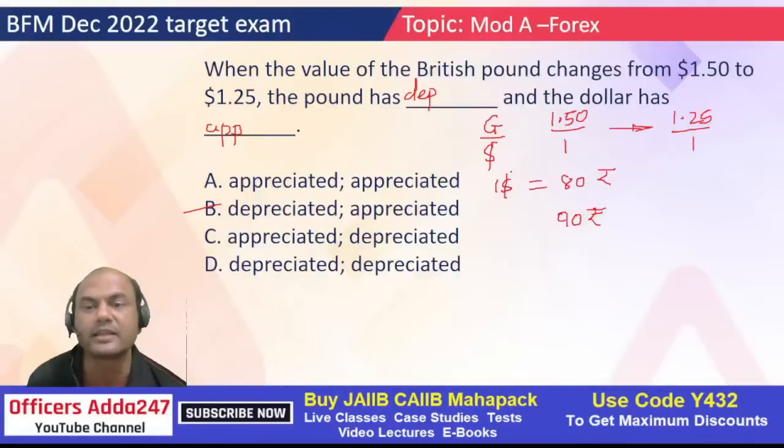Right? It's like this sabji. I'll say 1 kg of potatoes earlier cost 80 rupees. Now 1 kg of potatoes is costing me 90 rupees. So what has happened? The currency has depreciated, right? So the other part has depreciated. Got it? Got it, everyone?